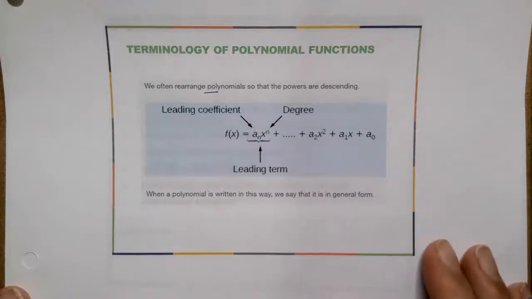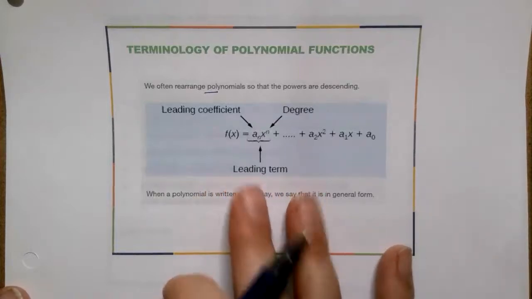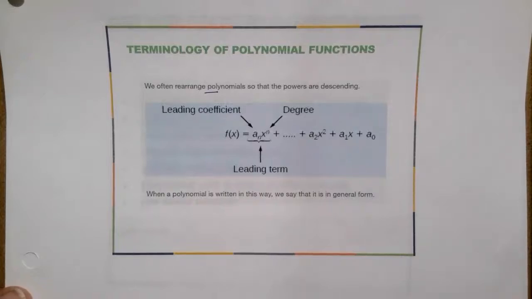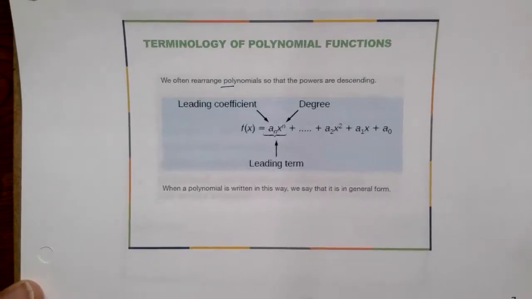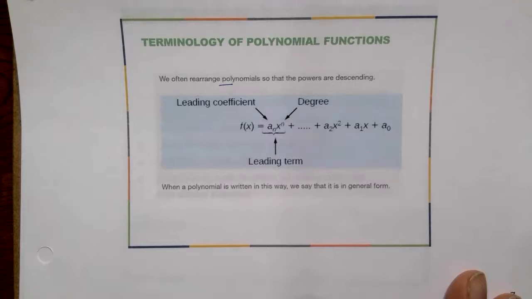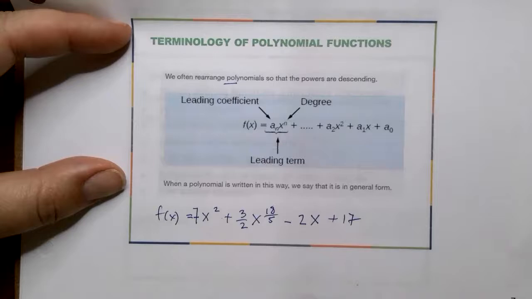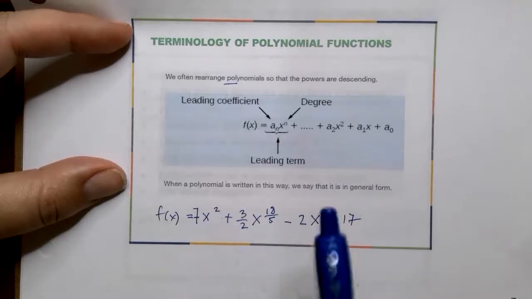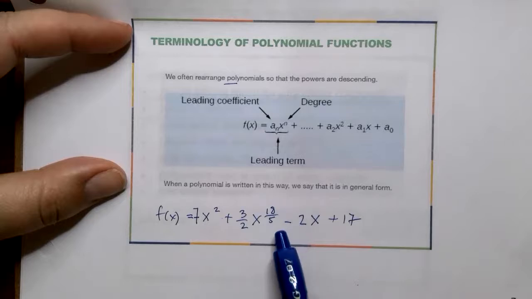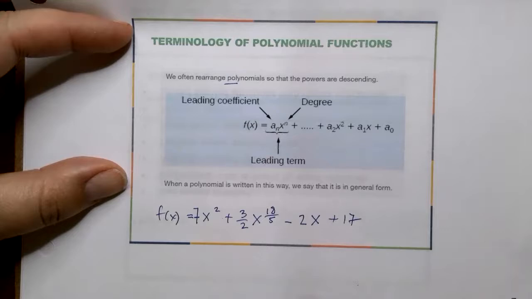Okay, and sometimes when we're given a polynomial function, the terms are all over the place, but if you put them in order from greatest to smallest, then you will be able to determine your leading coefficient, leading term, and the power of the polynomial. So for example, let's take a look at this function: 7x squared plus 3/2 x to the 18/5 minus 2x plus 17. I want you to pause here for a sec and tell me what's the leading term, what is the degree of the polynomial, and what's the leading coefficient in that function.